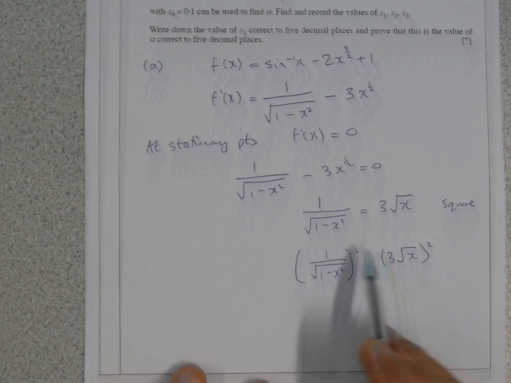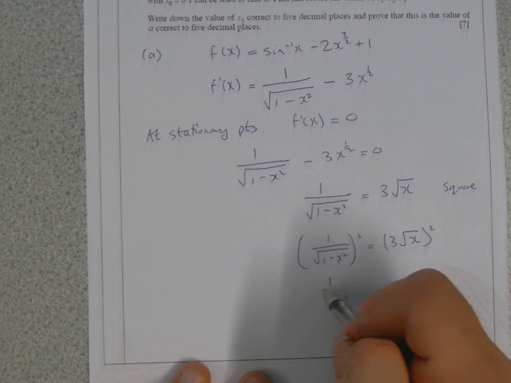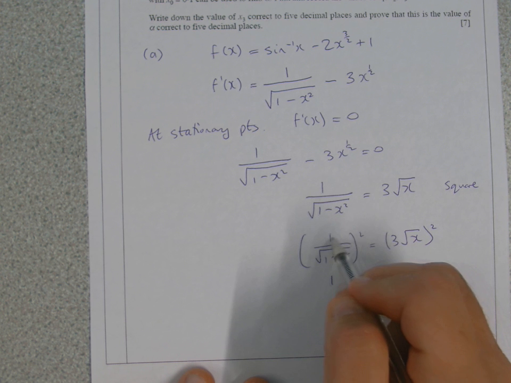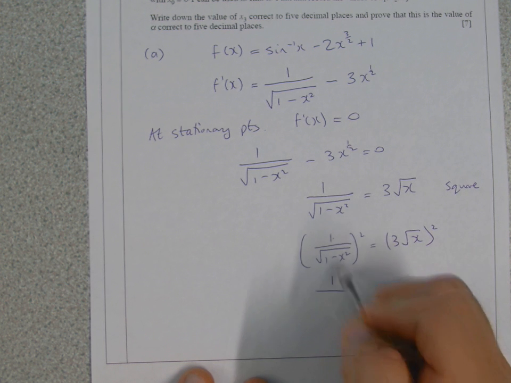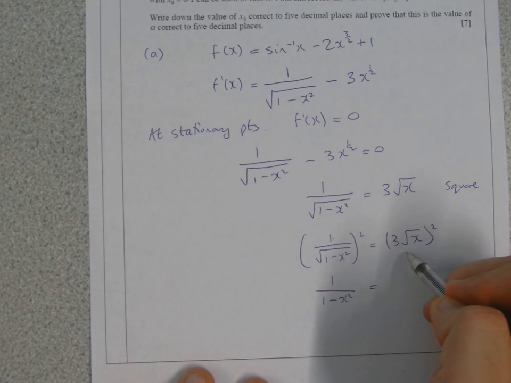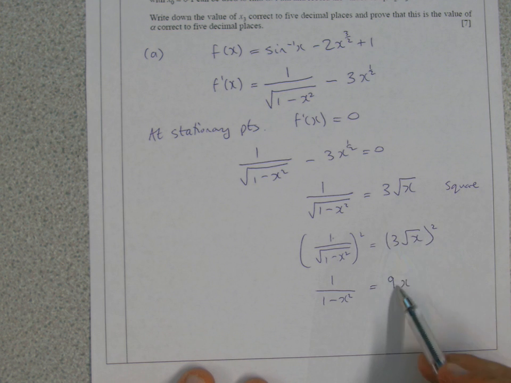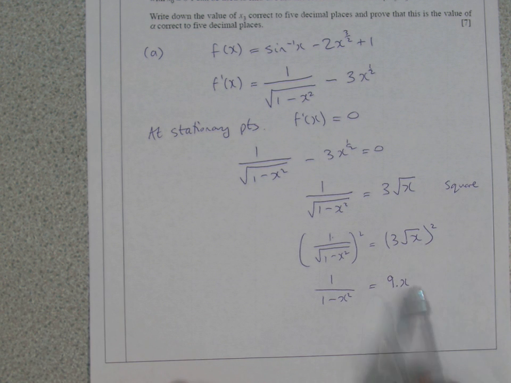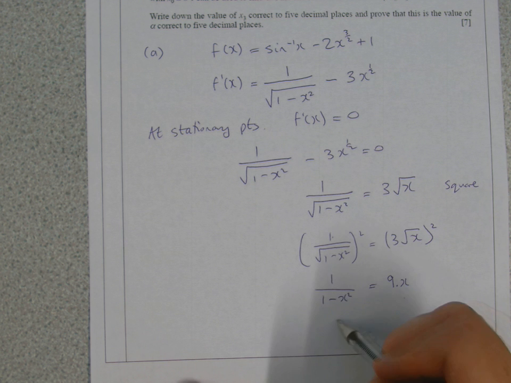If we're squaring this here, we end up having 1 on the top. Obviously when you square this side, you've got to square the whole side, so we put a bracket there. You square the top, you get 1, and square the bottom. If you square a square root, it just cancels it out. If we square this side, you end up having 9x, because you square 3, you get 9, and square the square root, you're just back to x. So 9x.